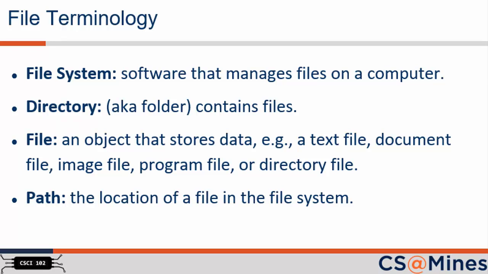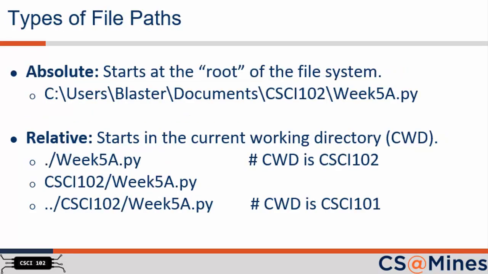A path is the location of a file in the file system. We have two types of path, both of which are quite useful. The first is an absolute path. This means that we start at the root or top of our file system and then describe the full path to the desired file. The second is a relative path. We start at the current working directory in a relative path and then describe the path to the desired file from that directory. Check out the three relative path examples on this slide.